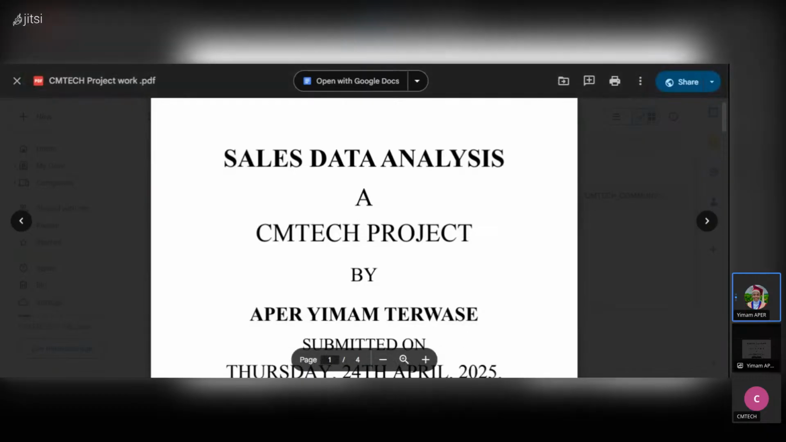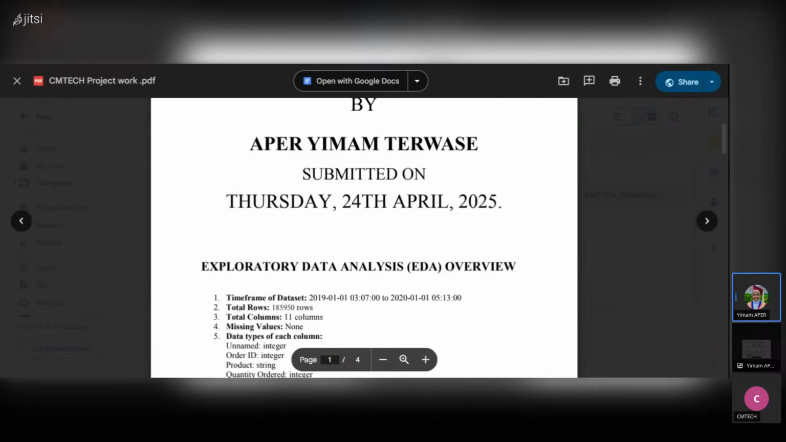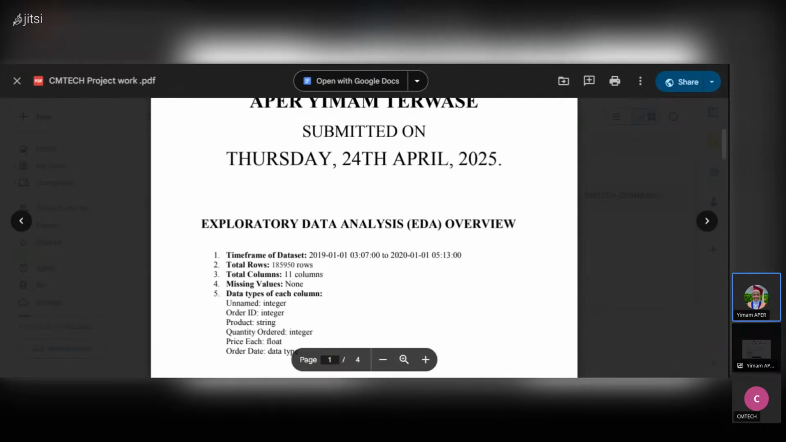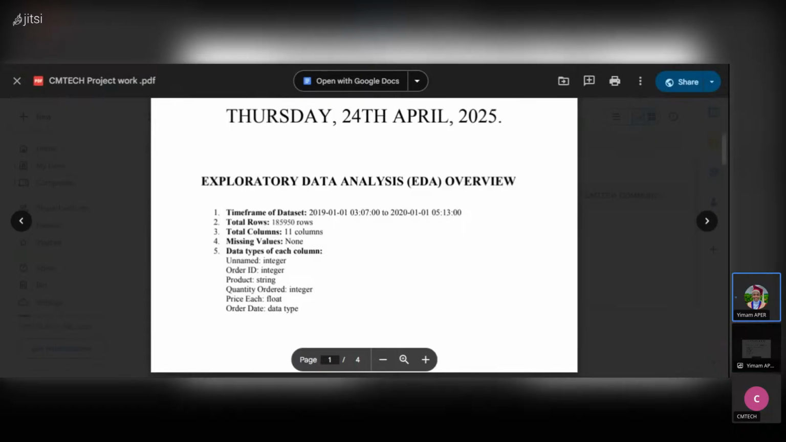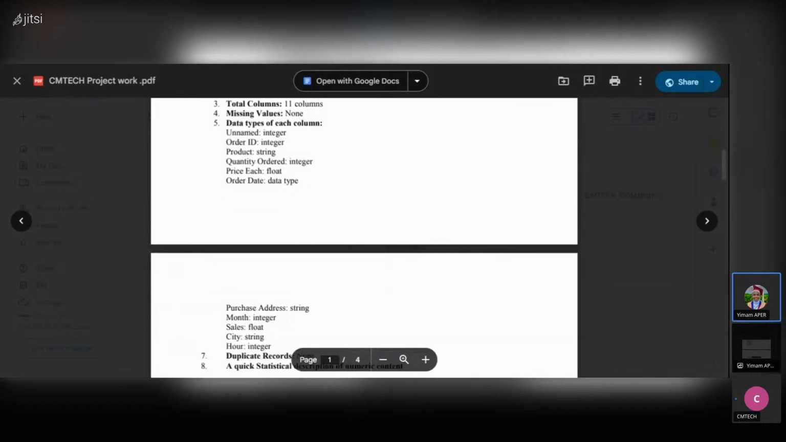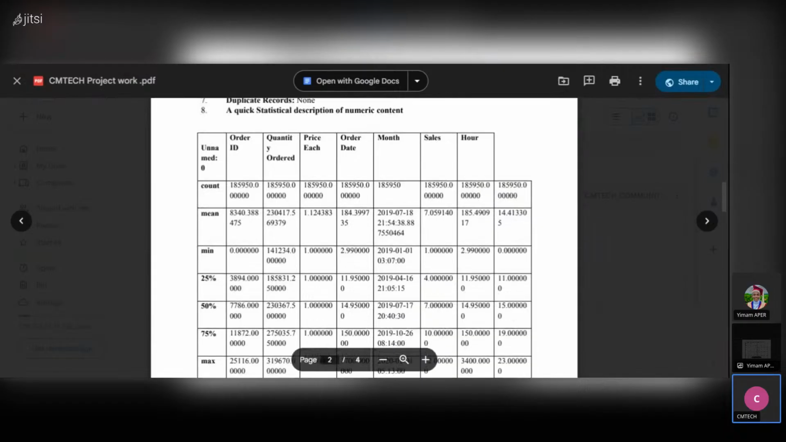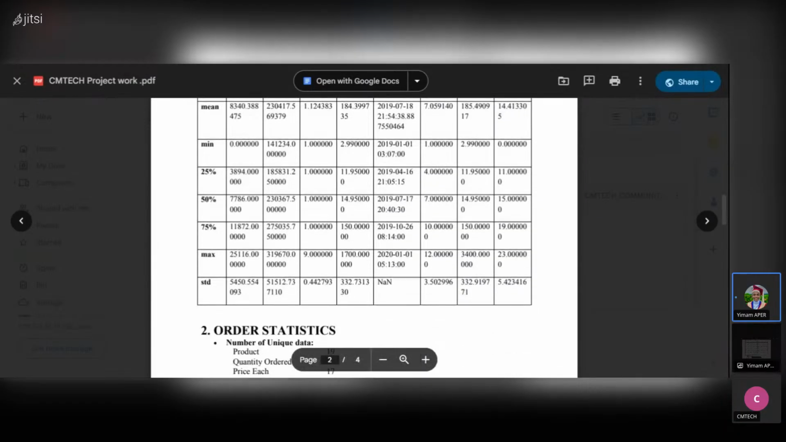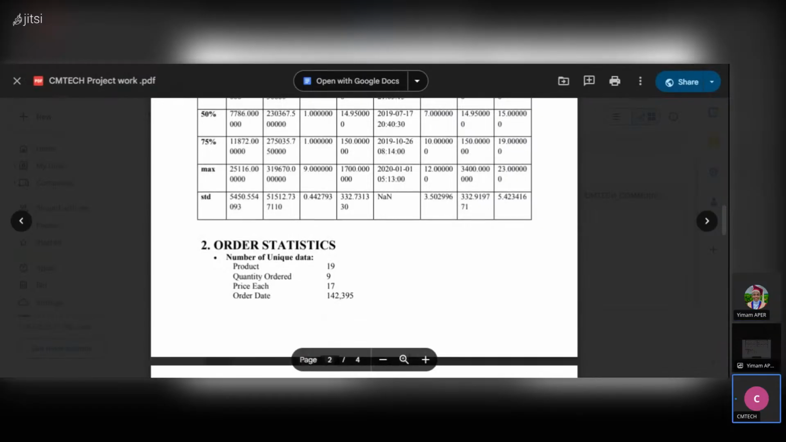Sales data analysis, a CMTech project by Abe Tewase, that's my name, submitted yesterday, Thursday, 24th of April 2025. Exploratory data analysis, that's the EDA overview. And these were the questions that I answered in Google Colab. I hope you did not copy it. I did mine in his format, but you did not copy it. No.